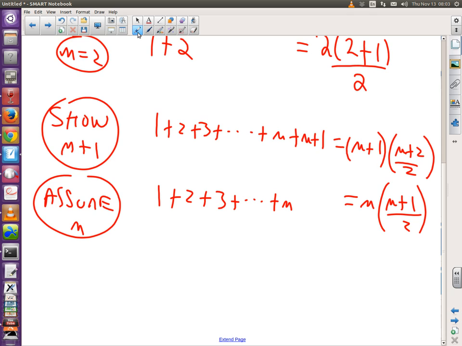We're still doing the average of the first and the last. N plus 1 and n plus 2, the average divided by 2, right? Times how many do we have? N plus 1 numbers, right?